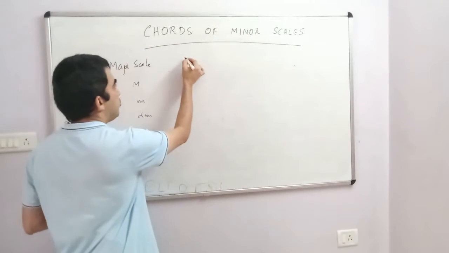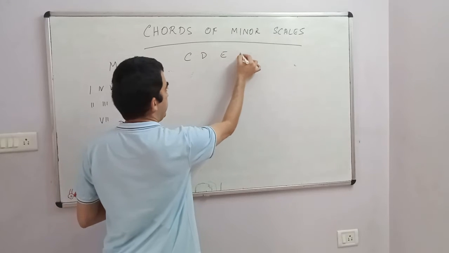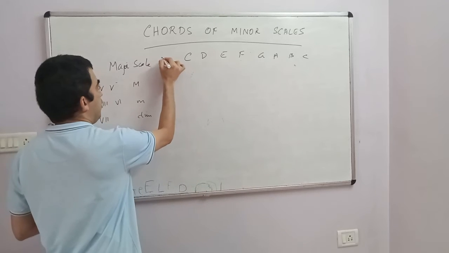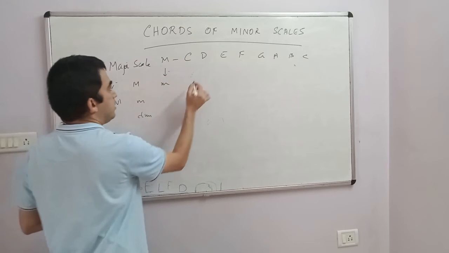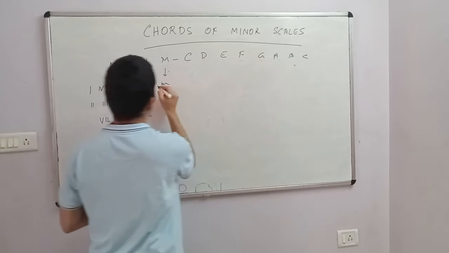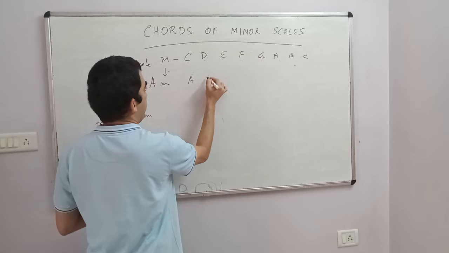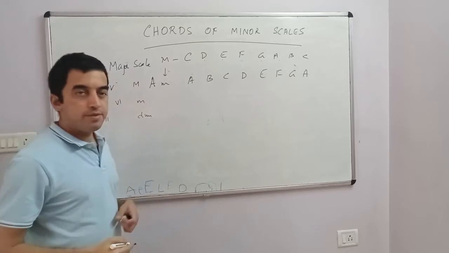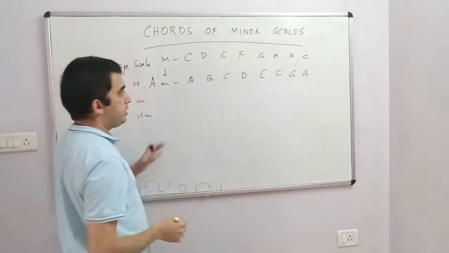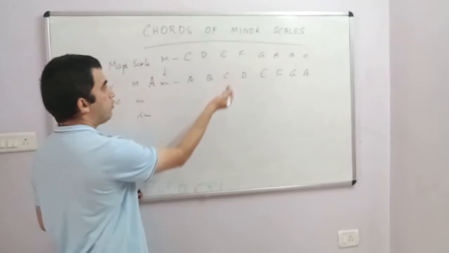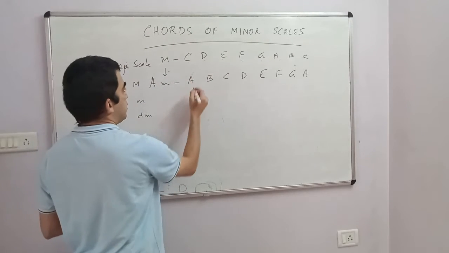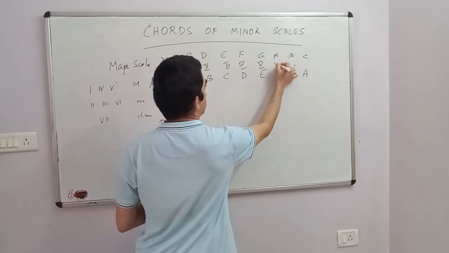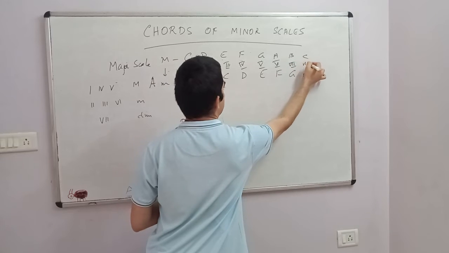So we again go back to the major scale: C, D, E, F, G, A, B, C. To derive the minor of this major, you go to 1, 2, 3, 4, 5, 6, and it becomes A minor. So it will be A, B, C, D, E, F, G, A. This is the A minor scale. Now we are learning the natural minor. Same as what we did for the major scales, this will be numbered 1, 2, 3, 4, 5, 6, 7, 8.